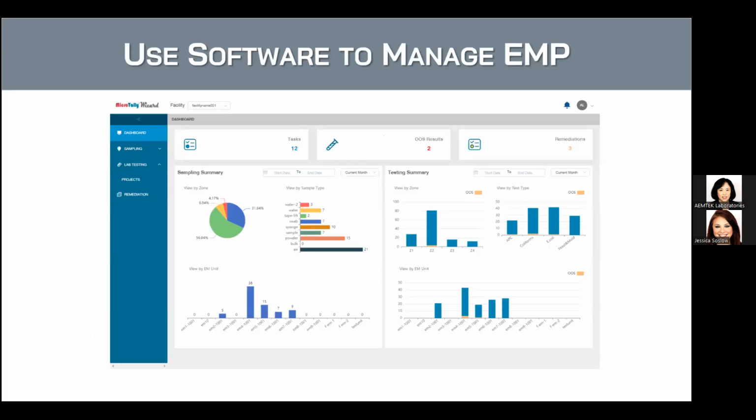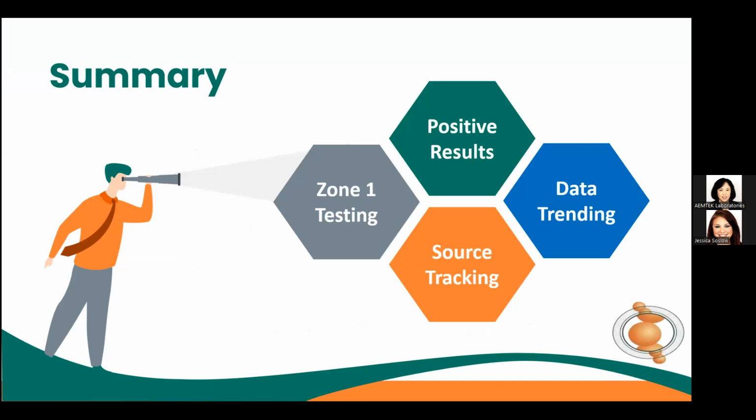And nowadays, there are a lot of environmental monitoring programs that use software to do the trending for them. As shown in this screen example, you can import all the data from the lab testing, and then you can view the results by either the zone, by the test type, or by your environmental monitoring unit, to get insight into how the data goes and if your environment is under control.